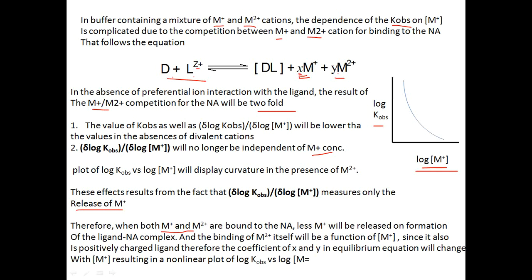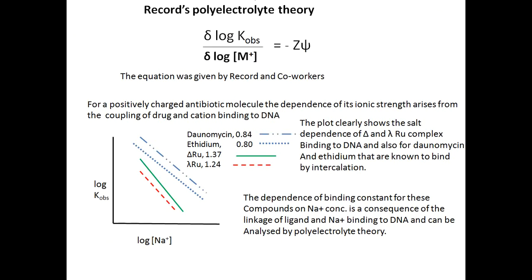So this interaction is more effectively explained by a theory called the polyelectrolyte effect, given by Record. So Record's polyelectrolyte theory has given this particular equation, which tells about the coefficient of binding, that is minus Z psi. This was given by Record and co-workers, and they studied different cationic molecules like dinomycin, ethidium bromide, and ruthenium complexes, the delta and lambda isomers of ruthenium, and their interactions with double-stranded DNA.